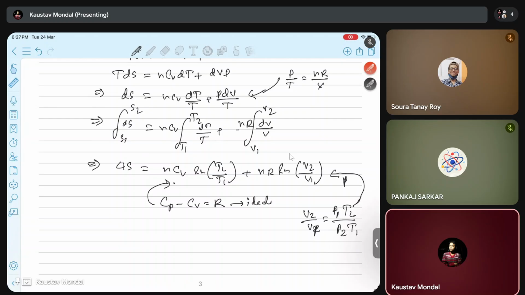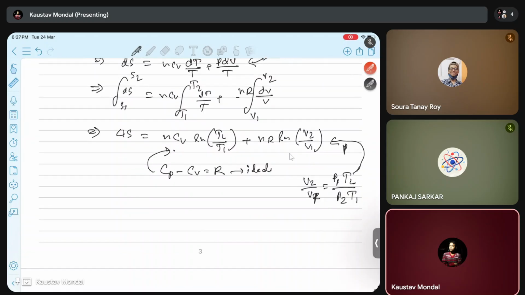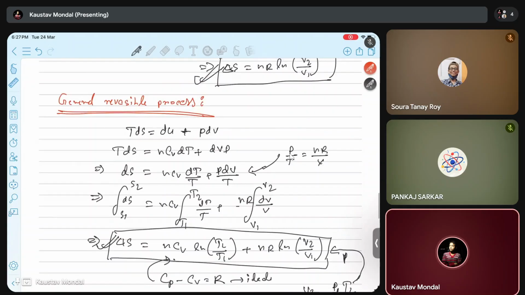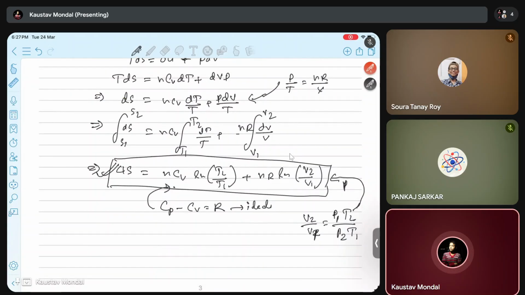Okay, so depending upon the problem, whatever way you can write the form of this delta S, this general form. This is one important expression to remember. If you remember this particular expression, from it you can also write the change in entropy for a special case.